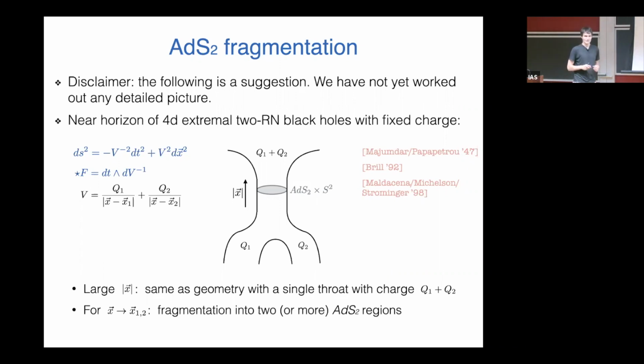And they are centered at some coordinates x1 and x2. As you zoom in and go close to x1 and x2, you discover that there's actually two of these AdS2 times S2 regions. But from far away, the geometry looks the same as one that just has a total charge Q1 plus Q2. So the way you can distinguish them is by measuring something like an electric dipole moment or multipole moments.